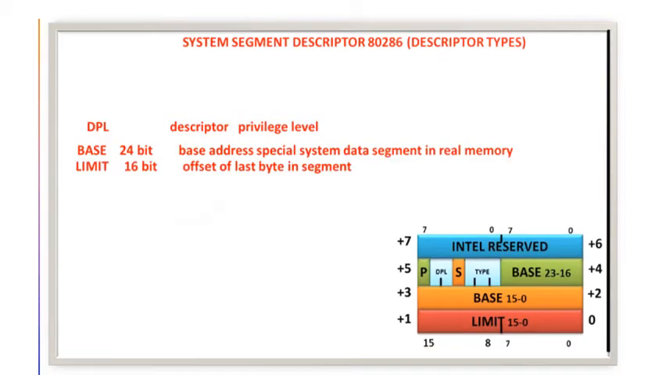Next, DPL, the descriptor privilege level. The descriptor privilege level can be any value from 0 to 3. The base is a 24-bit number, the base address of the special system data segment in real memory. And the limit is 16 bits. Its description is the offset of the last byte in the segment.